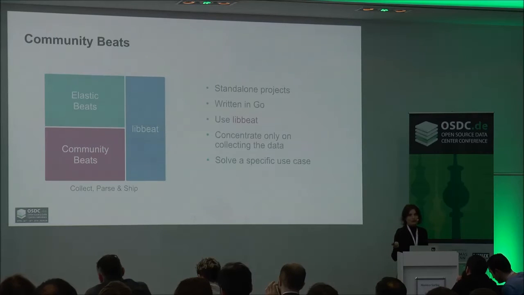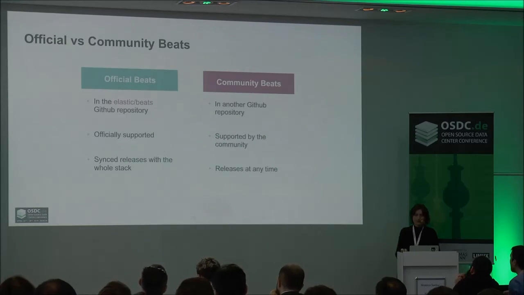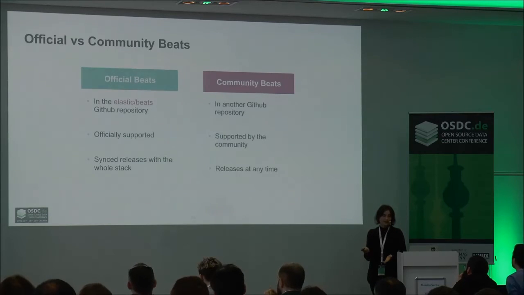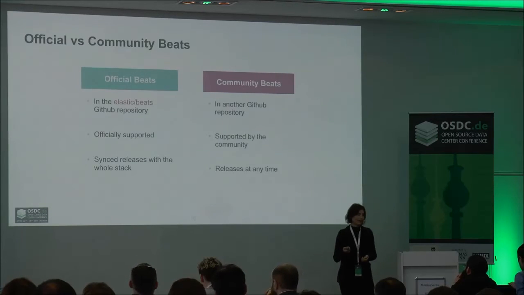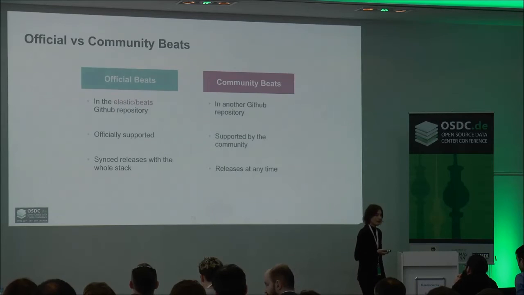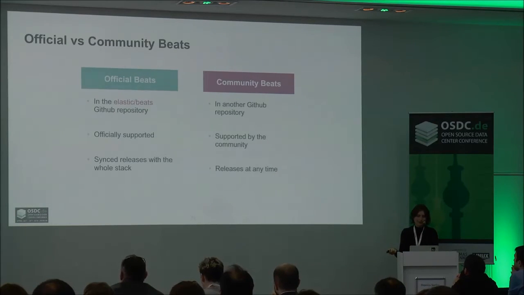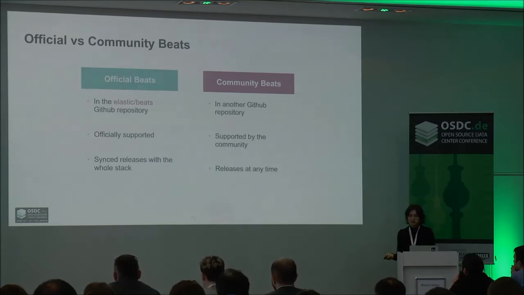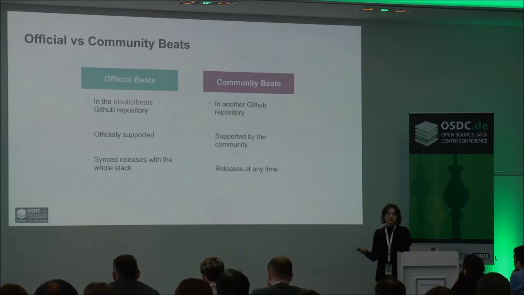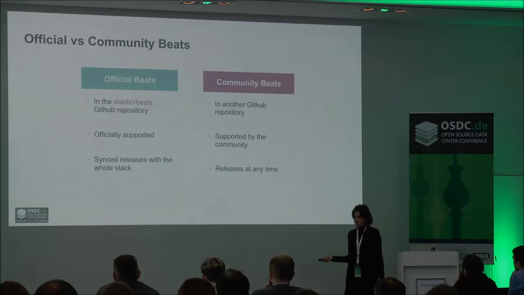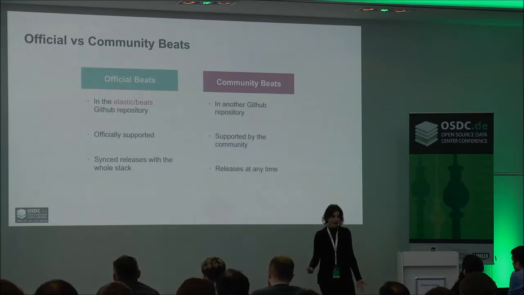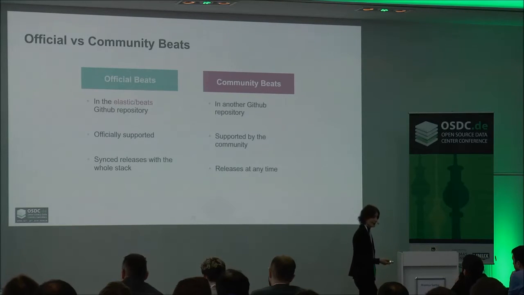And they are usually trying to solve a specific use case. Let's see the difference between an official bit and a community bit. An official bit is the one that lies in the Elasticsearch GitHub repository. It's officially supported, while the community bits are in their own repository and have their own maintainers, users, and release cycle.